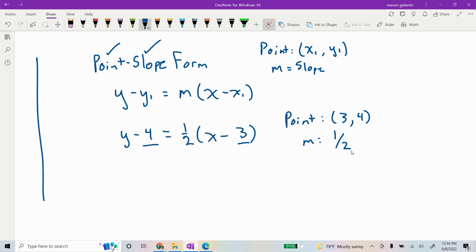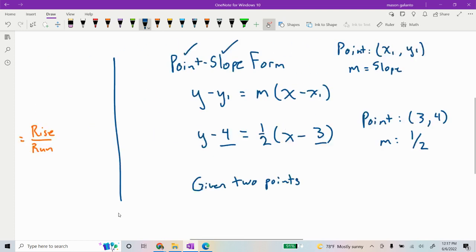Point-slope form is very, very valuable. Your typical setup here is going to be given 2 points. When we're given 2 points, we can use those 2 points to figure out the slope, and then we have a point. So point-slope form, we need a point and the slope. Typically, we will see 2 given points first, though.